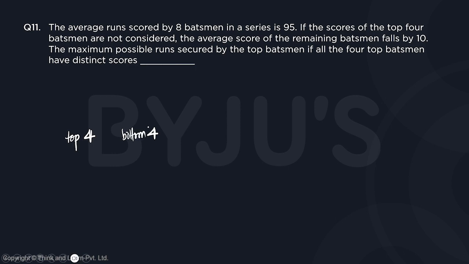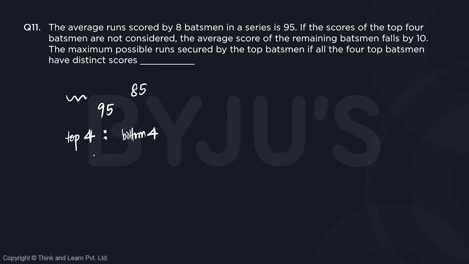Obviously, when we're talking about the scores of the top 4 batsmen, we are talking about those batsmen who scored the most. So it falls by 10, so that means the average becomes 85. Overall average being 95. And if the top 4 are not considered, the average of the bottom 4 is 85.